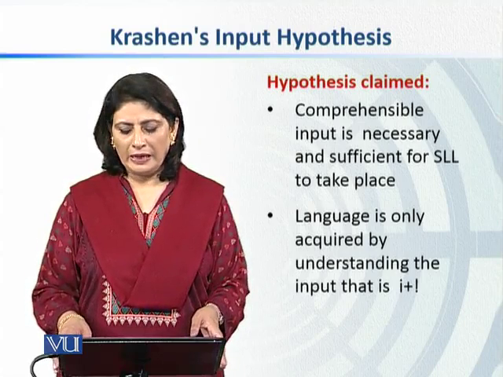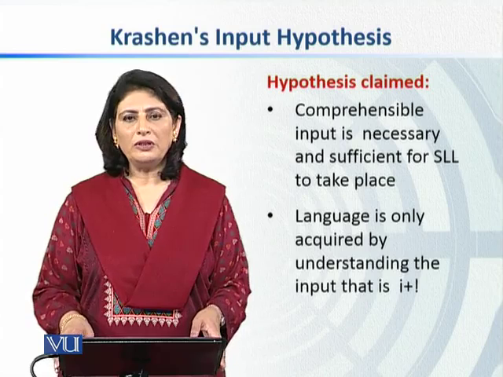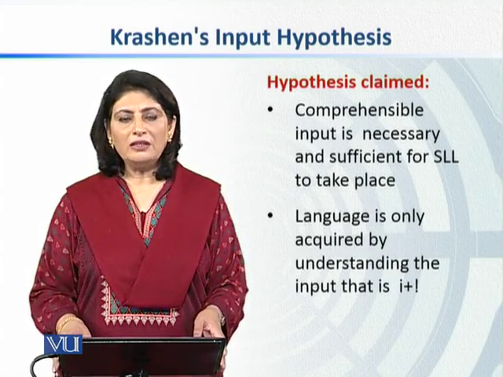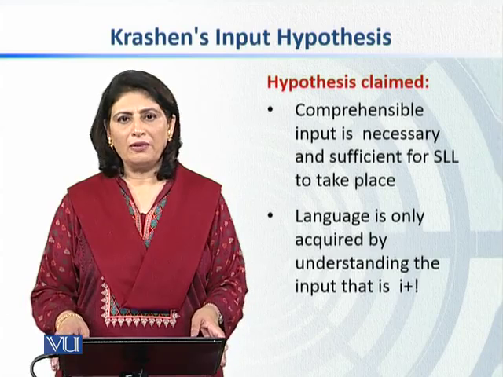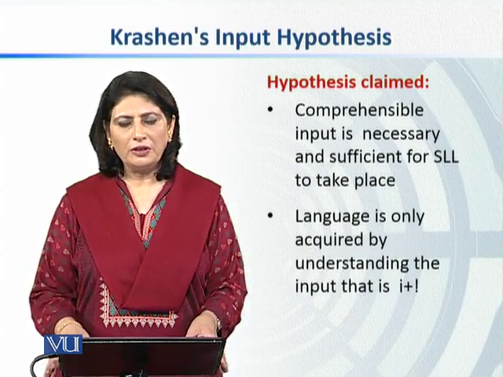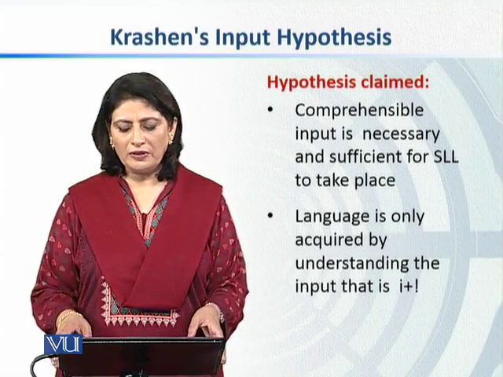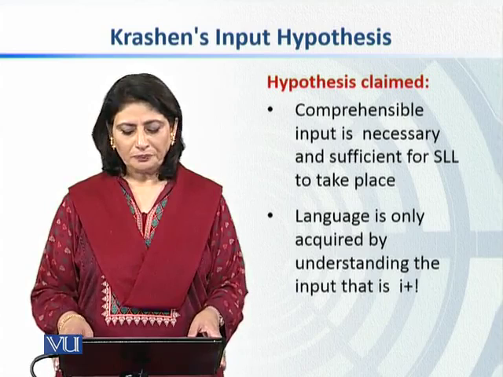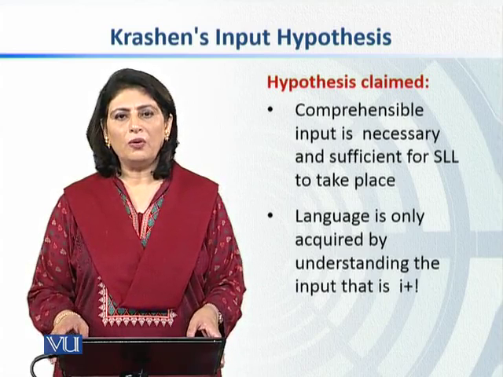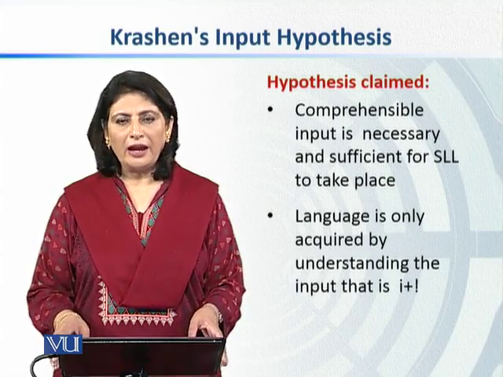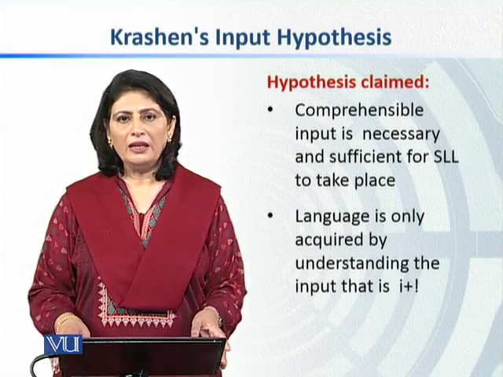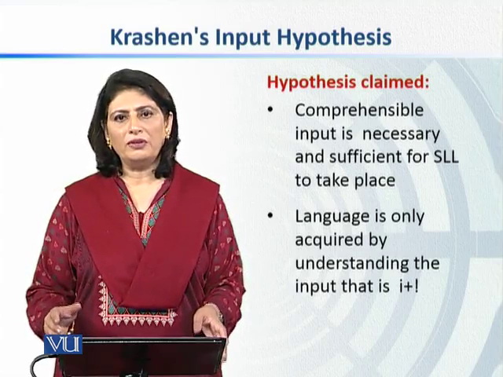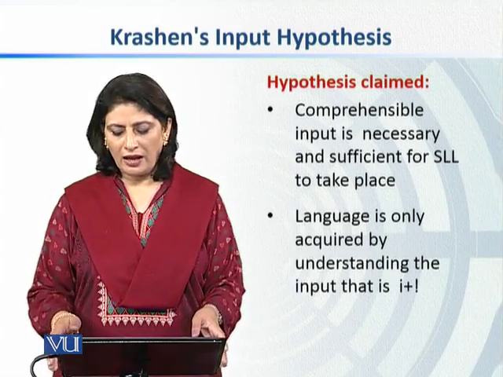Now, Krashen claimed that comprehensible input, that is, an input of language that a learner can understand, is not only necessary for second language learning, but it is sufficient. It is just enough for learning of the second language to take place. And then he argued also that language learning will only take place if the learner at the stage of, for instance, i, receives a language input which is just a step above his or her level, like i+1.